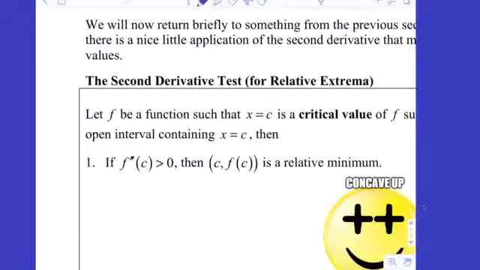Remember, the first derivative test tested for relative extrema by using first derivative information, namely if the sign of f prime changed from positive to negative or negative to positive. There is another way to test for relative extrema, and it is called the second derivative test. Much like the first derivative test, it determines if you have local maxes or mins, but this one uses second derivative information rather than first derivative information. So here's what the test says.